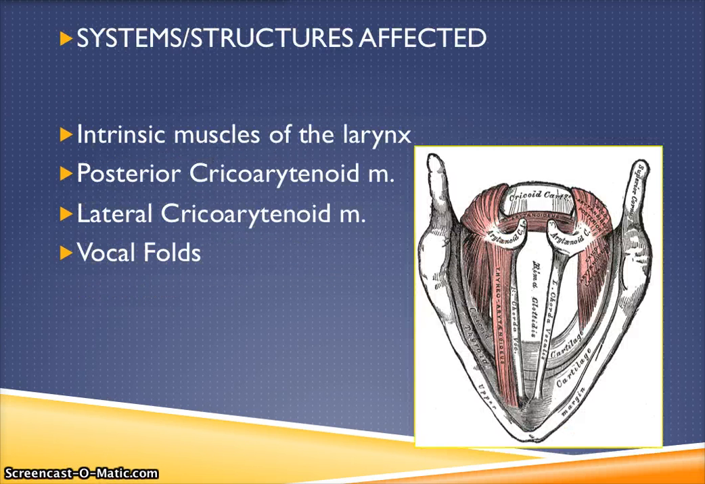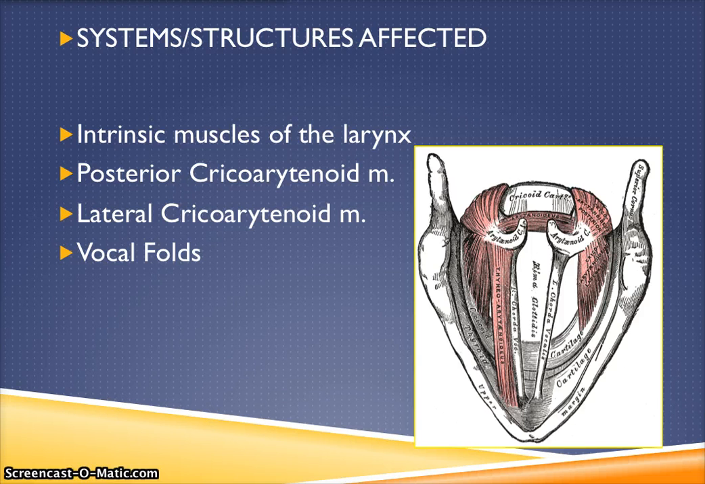The structures affected by spasmodic dysphonia are the intrinsic muscles of the larynx. The intrinsic muscles of the larynx contract and pull the arytenoid cartilages. Contraction of the posterior cricoarytenoid muscles, which we see located here, moves the vocal folds apart. Contraction of the lateral cricoarytenoid muscles, which we see here, moves the vocal cords together.